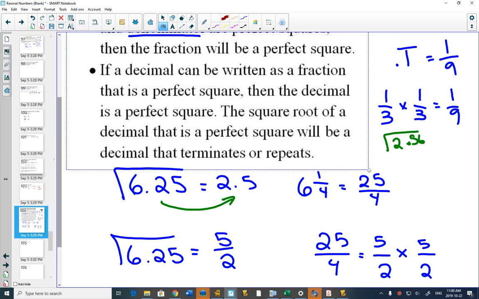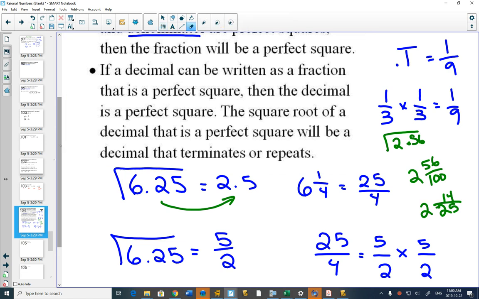So this would be as a fraction 2 and 56 over 100. Could you reduce 56 over 100? Yes, you could divide it by 2 and get 28 over 50. And then you could divide it by 2 again and get 14 over 25. 2 and 14 over 25.